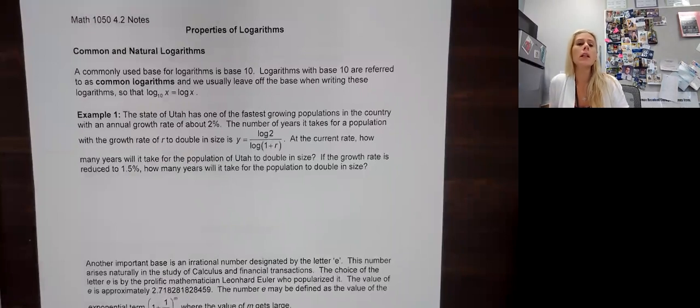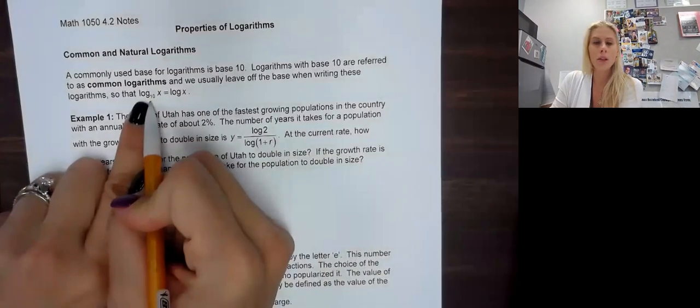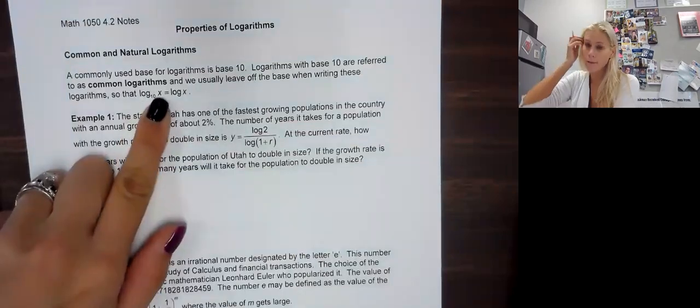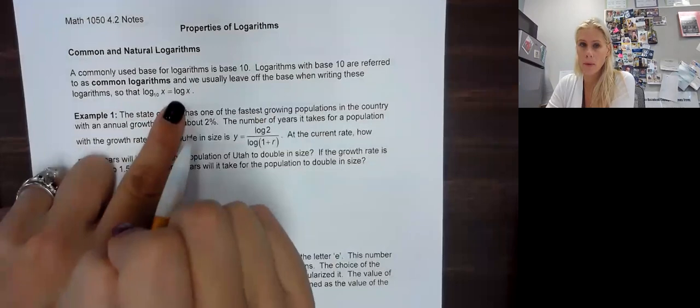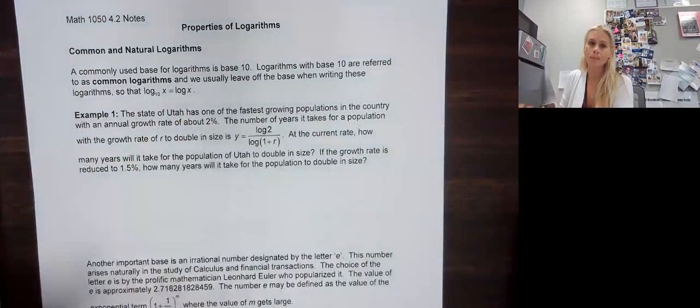A commonly used base of logarithms is base 10. Logarithms of base 10 are referred to as a common logarithm. Okay, and we usually leave off the base when writing these. So let's remember, you won't see it with log base 10 of x. You'll just see log x, and you have to automatically remember that that's base 10.